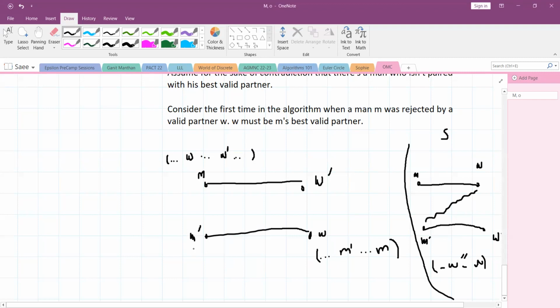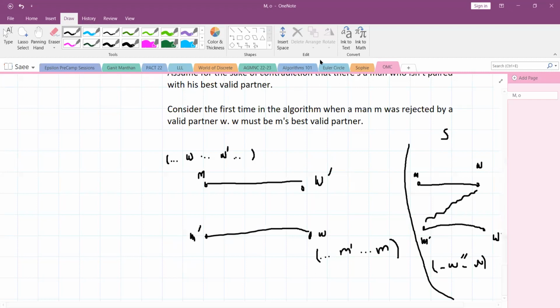So M prime likes W double prime more than W. In the Gale-Shapley algorithm that we saw, M prime must have proposed to W double prime before he proposed to W, and must have gotten rejected. Which is sad, because we give M the honor of being the first to be rejected by a valid partner. But then it turns out that M prime was actually rejected by his valid partner before M, which is a contradiction, right? Does that make sense?